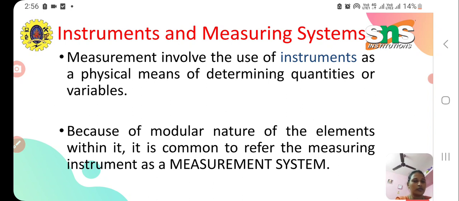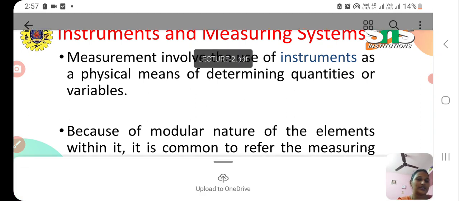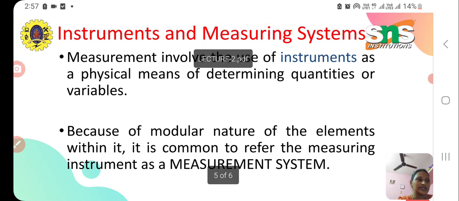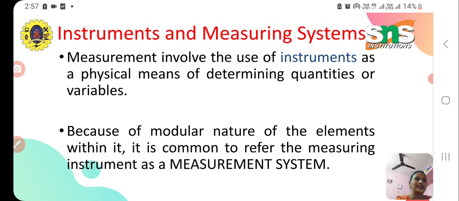Because of the modular nature of the elements within it, it is common to refer to the measuring instrument as a measuring system. In general, we don't call it a measuring instrument but a measuring system, because there is a systematic approach in designing and developing these instruments. Hence we call them measuring systems instead of measuring instruments.